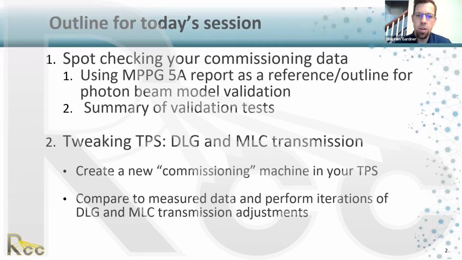When we talk about fine-tuning your algorithm, what we're really fine-tuning is the agreement between measured and planned doses for IMRT and VMAT delivery. The dosimetric leaf gap, that's the DLG, and the MLC transmission are key parameters that we can adjust to improve the agreement. Our goal is to make sure that our planning system represents what we're actually delivering at the machine. Within these sections, we're going to look at the Medical Physics Practice Guideline 5A report, a really nice summary of what we can do to validate an algorithm. We're also going to look at some practical things with tweaking the treatment planning system beam model.